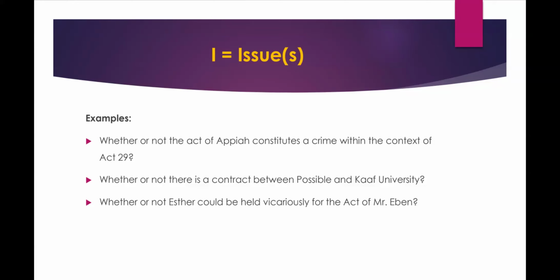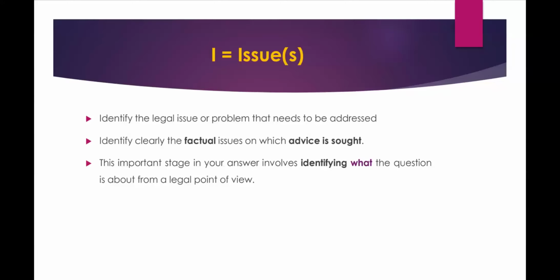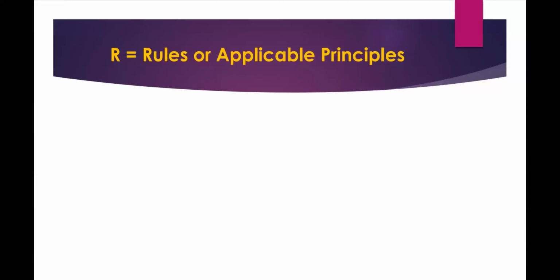It doesn't mean that the issue is always one. It could be more than one. Then that one too, you put it down. You go to the third component. The third component is the rules. You write on top "rules or applicable principles," then you underline it neatly.